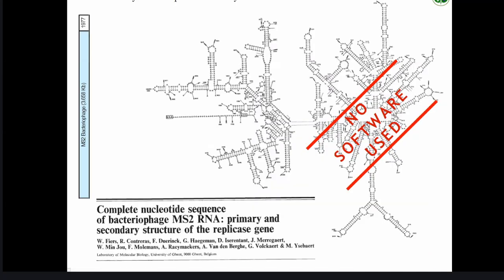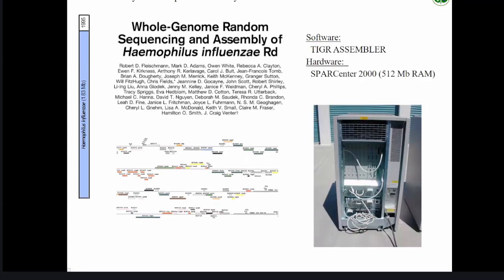So at that time, when people started working with genome sequencing, they only used to do one small tiny fragment, and then possibly look for the possible classification at that time. So the complete nucleotide sequence of bacteriophage MS2 RNA, the primary and secondary structure of the replicase genes, were done at that time, but there was no sequencing as such. Later on came the whole genome random sequencing and assembly of influenza, and at that time they started working towards genome assembly overall.